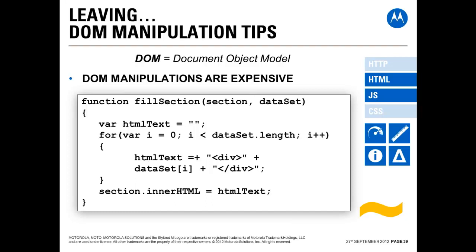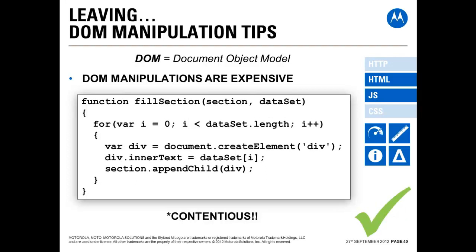A better way of doing this is to do the DOM manipulation at the end. This is a very similar code snippet, which adds up the HTML text into a variable and then sets the inner HTML at the end. And so the DOM will only have to be reconstructed once. But this isn't the best solution because the browser will have to parse all of this new text, which is expensive and can take a lot of time sometimes.